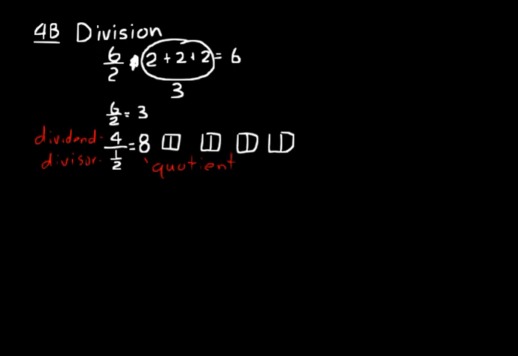Now, just like multiplication, addition, and subtraction, there are special names for each part of those operations, and here we have special names as well. The number you're dividing by, that's called the divisor, and then the other number is the dividend. The result of division is always called the quotient. So we have the result of addition is the sum, the result of subtraction is the difference, the result of multiplication is the product, the result of division is the quotient.